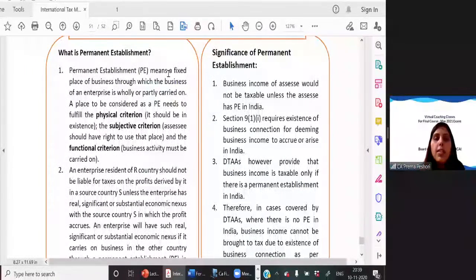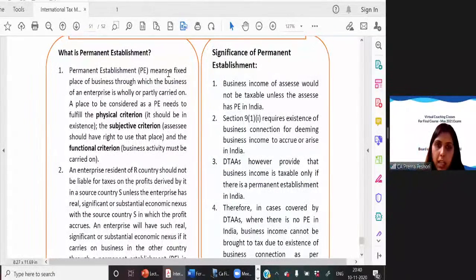Why is it called permanent establishment? Because there is an office through which the business has been conducted for quite a lot of time. And if there is a PE constituted, then the DTAA says that, so we have the concept of business connection, which was under the Act. For DTAA, we do not have the concept of business connection, we have the concept of PE, right? PE means a fixed place of business through which business of an enterprise is wholly or partly carried on.